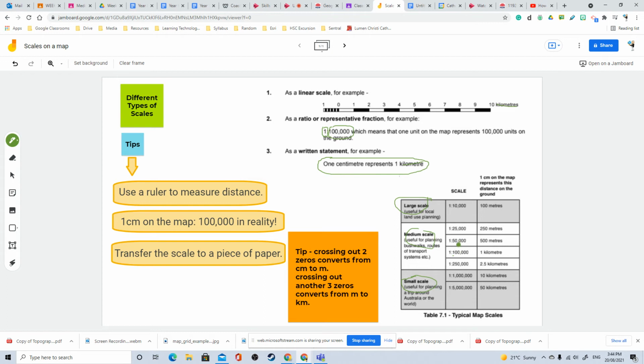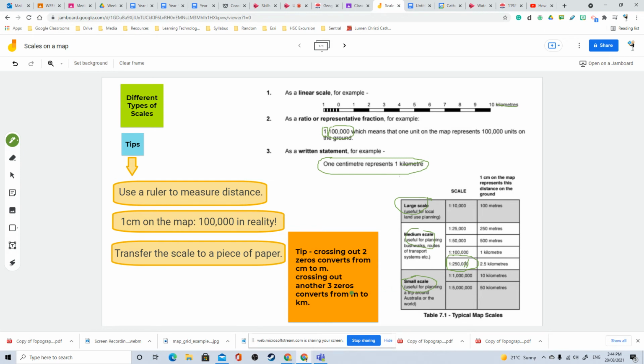Now, the way we do that is I've got a little tip here. And basically, it's just a nice, easy way to remember how to do this. But essentially, if you take the right-hand number, let's take, for example, this one here. Just put a big box around that, okay? 1 to 250,000. And what we're saying here with this tip is that if you take out 2 of the zeros, it converts from centimeters to meters. So I'll show you what I mean by that. Here we have 250,000. If I take out 2 of the zeros on the end, 1 and 2, we now have 2,500. That's meters. We've converted it to meters. So 1 centimeter on the map is 2,500 meters.